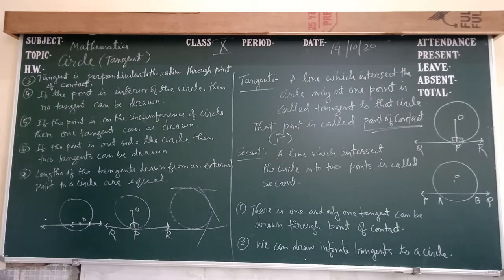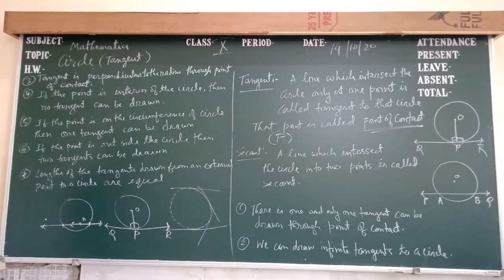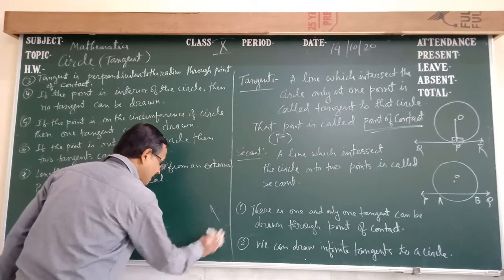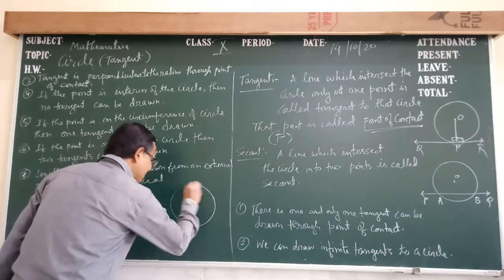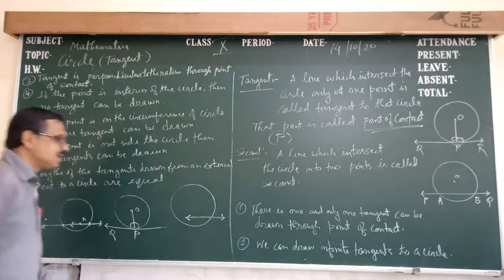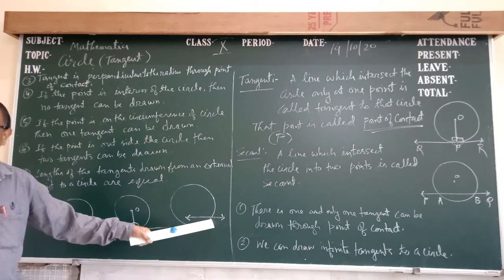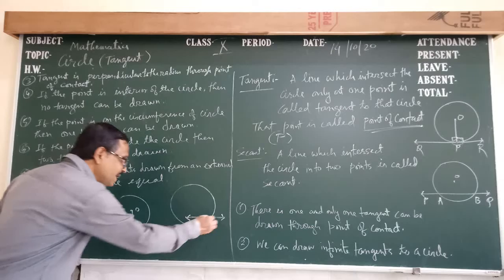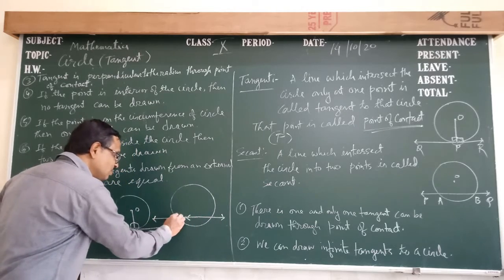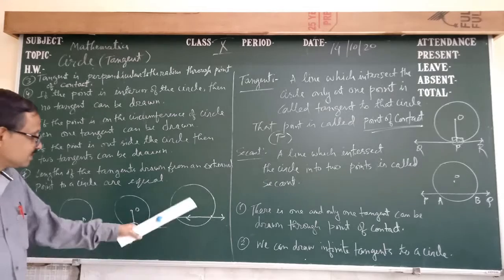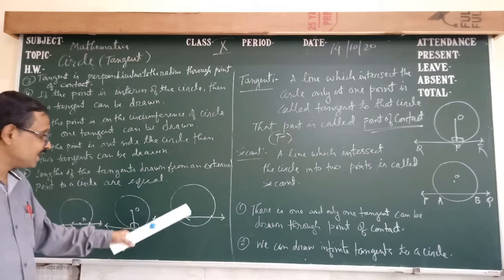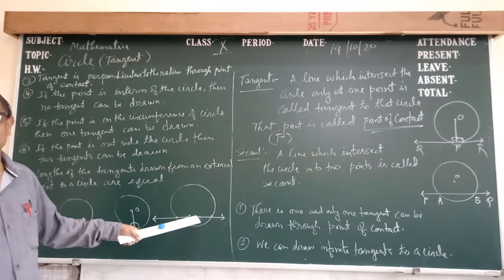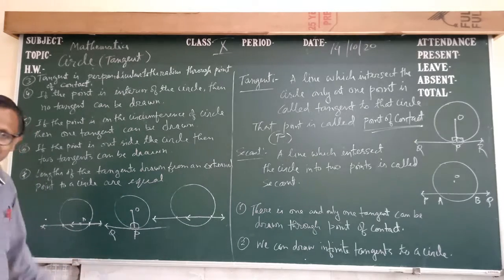There will be no tangent. That will be a secant. Sometimes it happens: suppose you have seen this is a line, and this line intersects this circle only at one point. So you may say this is a tangent, but it is not true because it is a line, so it can be extended in both directions. If we extend it, then it will definitely intersect the circle at two points. So if the point is inside, then no tangent can be drawn.